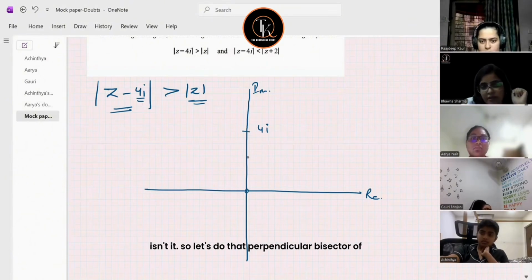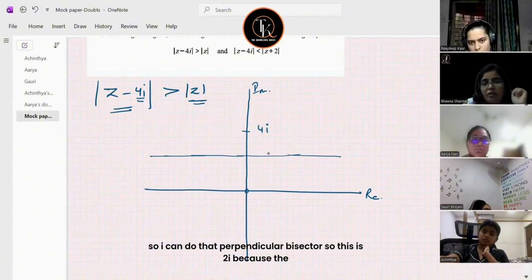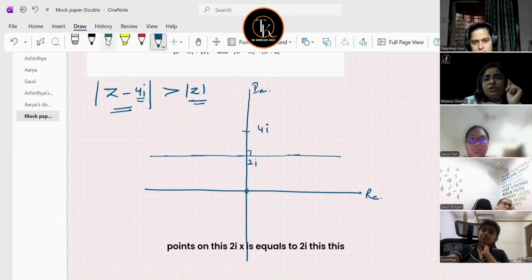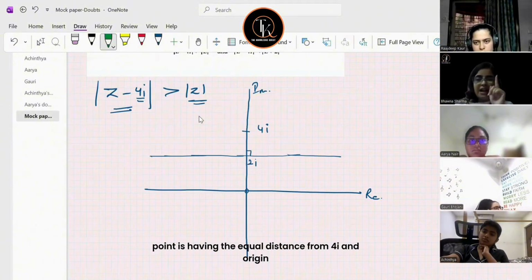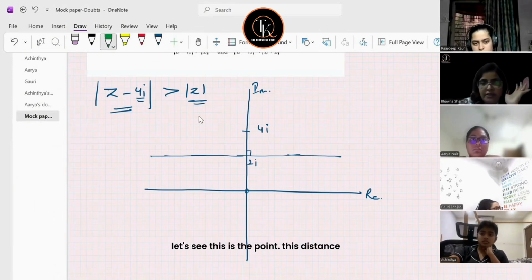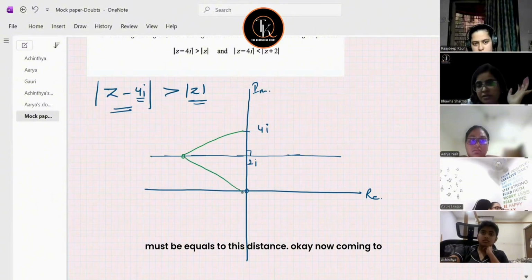So let's draw the perpendicular bisector of this. I'm just dividing this in two, since it's a vertical line, so I can do the perpendicular bisector easily. So this is 2i, this horizontal line, and each and every point on it has equal distance from 4i and the origin. Let's say this is the point. This distance must be equal to this distance.